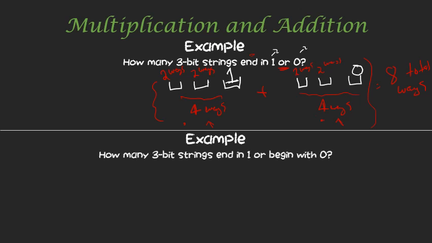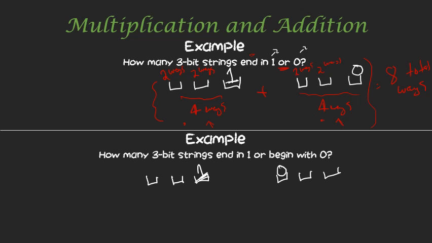Okay, similar setup. We can reduce this to tasks. So we'll pick that one, and then we'll pick this one. And so in this example, how many 3-bit strings end in 1? So this one is filled in, that's a 1, or begin with 0. So my other thing will be to pick the ones that begin with 0. So we already have that bit filled in.